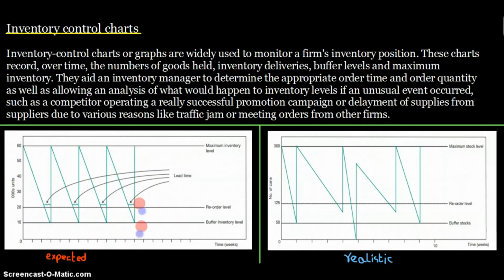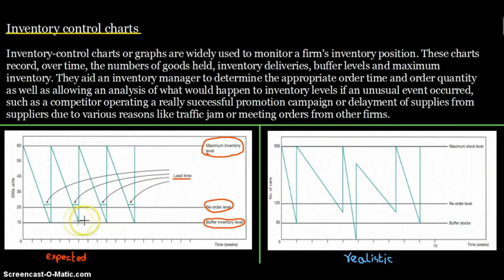This is a basic inventory control chart. And this is the optimum chart, how a perfect chart should be. But of course, in reality that's not the case, and in reality there are a lot of fluctuations taking place. So the things that you need to focus on particularly are lead time, the maximum inventory level, the reorder level, and the buffer inventory level.